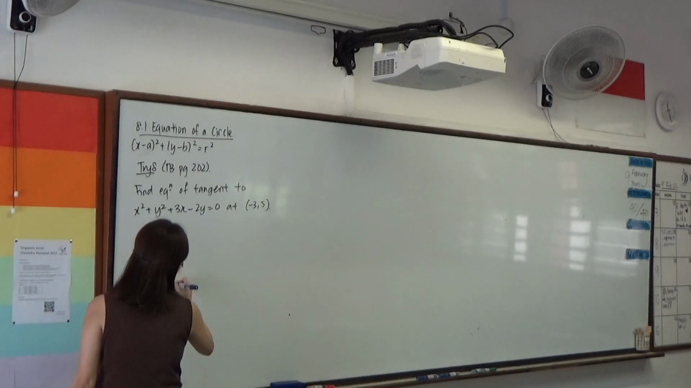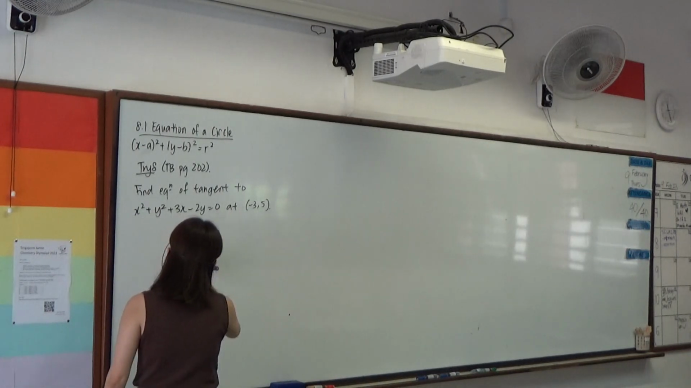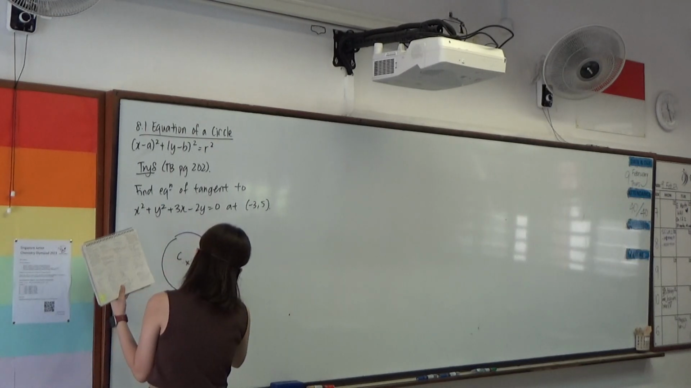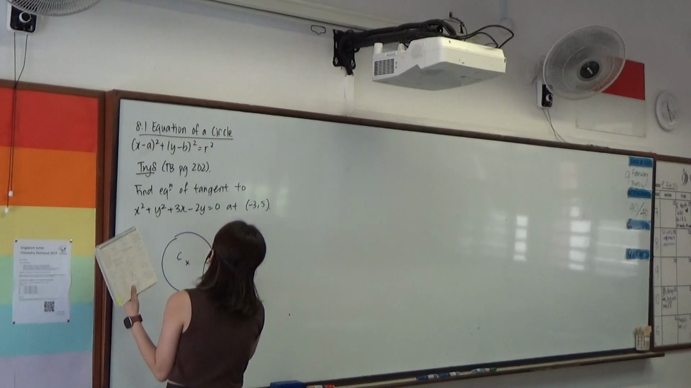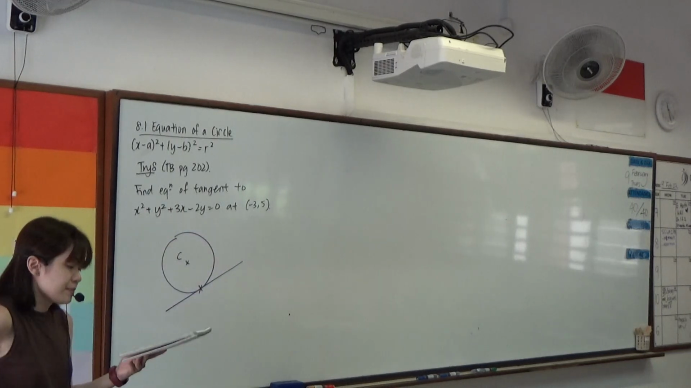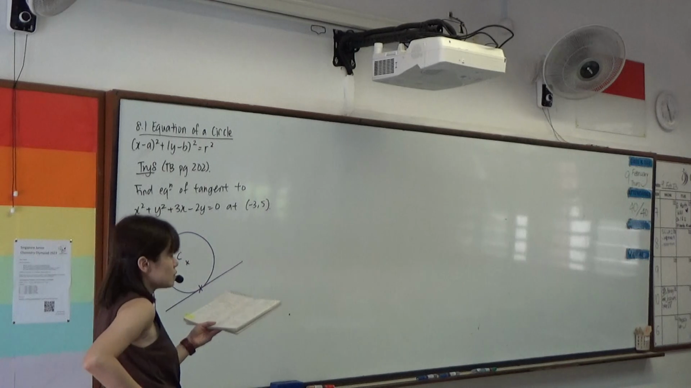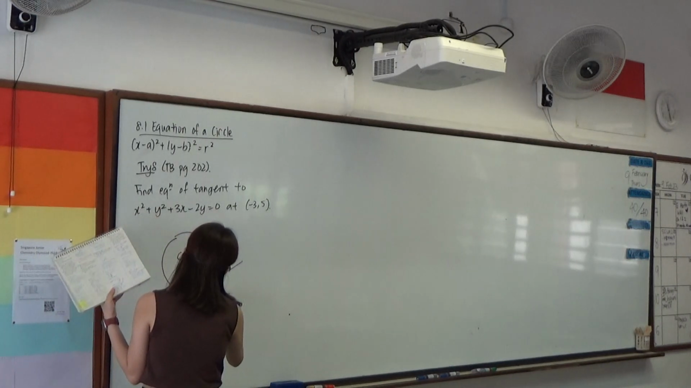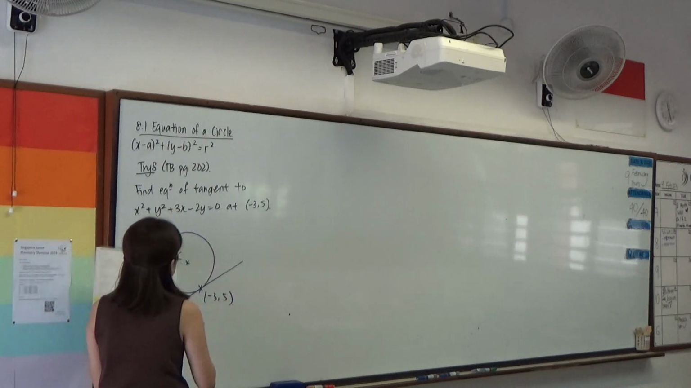Yesterday we used a diagram that looks something like that. This is the center, and our tangent, I imagine it to be this way. It may not be accurate to what we're going to get, but essentially it is a tangent at the point (-3, 5).